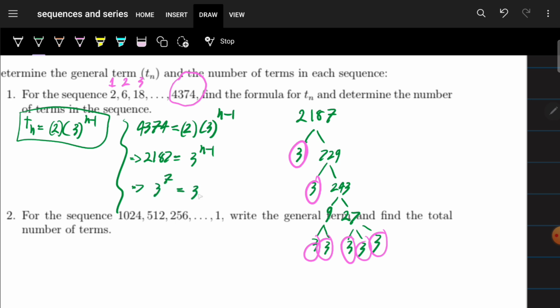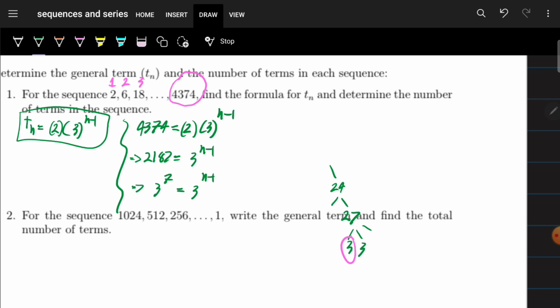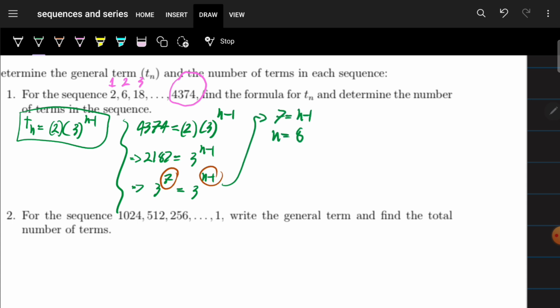So I can write 3 to the 7 is equal to 3 to the n minus 1. Okay, where do we go from there? Well, if you have two things that are equal, the right-hand side and the left-hand side, and the bases are equal, that must mean, in order for the right-hand side to be equal to the left-hand side, that the powers also have to be equal. So we can say that 7 is equal to n minus 1, meaning n is equal to 8.